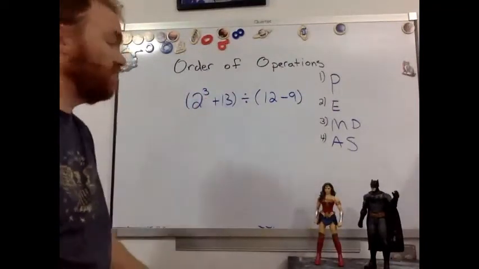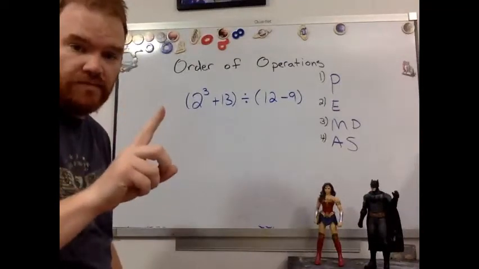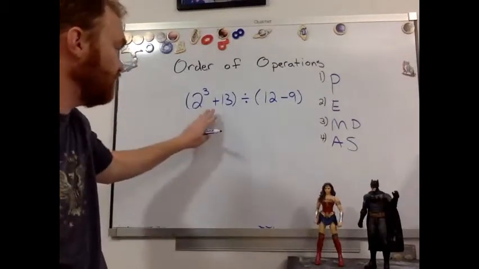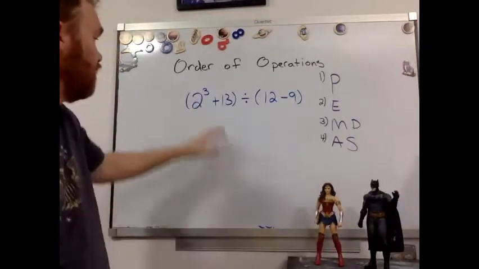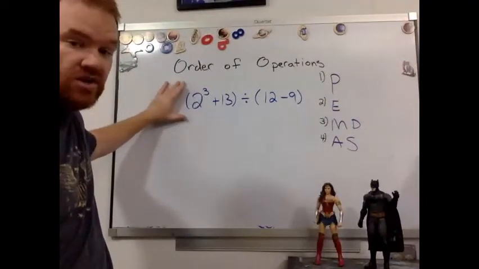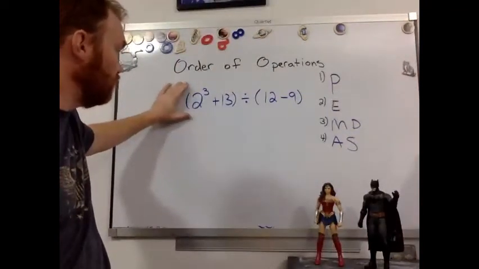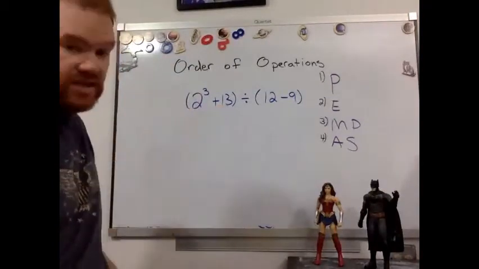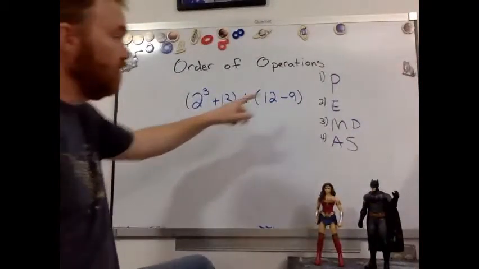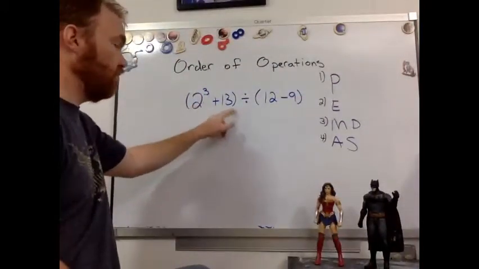When it comes to parentheses, we do one set of parentheses at a time. In this case, we have two sets of parentheses. I'm going to start right to left, which is the best way to do it. So I'm going to start here with this set of parentheses, 2 to the third power plus 13.